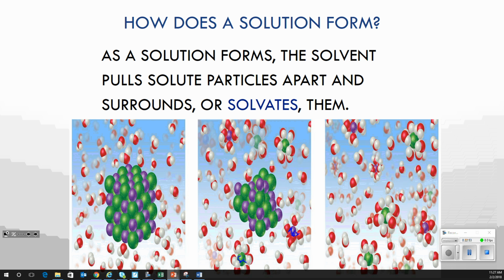Depending on whether the ion is positive, the oxygens of the water will surround it. And if it is negative, then the hydrogens will. That's what is known as solvation.